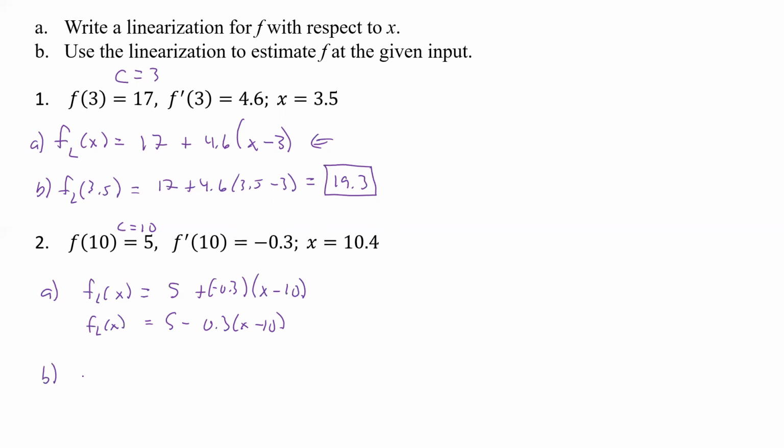Now B says now we want to find fl of 10.4. So that's 5 minus 0.3 times 10.4 minus 10. And if we plug that into our calculator, 5 minus 0.3 times that is going to get us 4.88. Okay, and so that would be the value. Again, we don't know what the units are, and so we just have that. And so then we can have one of those two for our linearization function, and then the 4.88 for our value here.